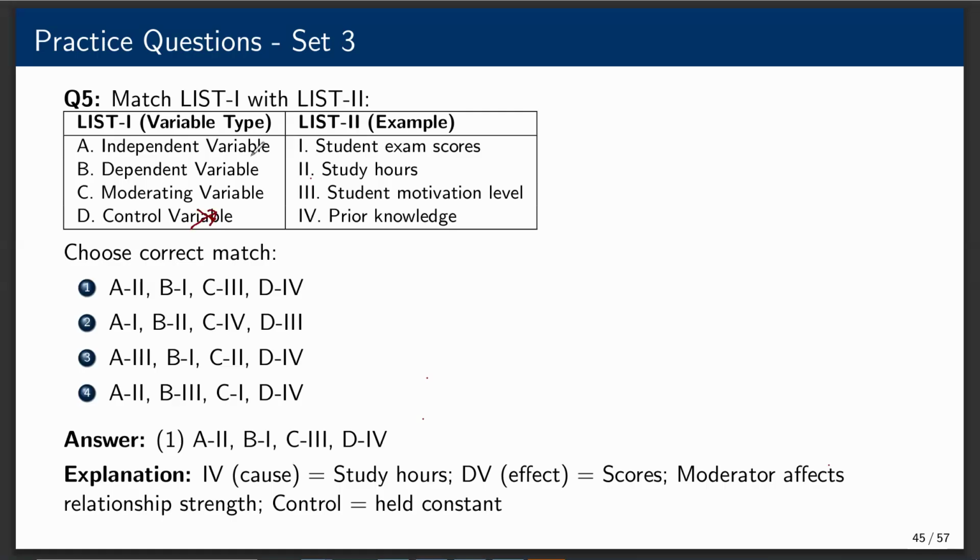Then the moderating variable is student motivation level. The control variable is prior knowledge. Okay. So cause is the independent variable, that is study hour. Dependent variable is the effect, that is scores. Moderator affects the relationship strength. Control means held constant.